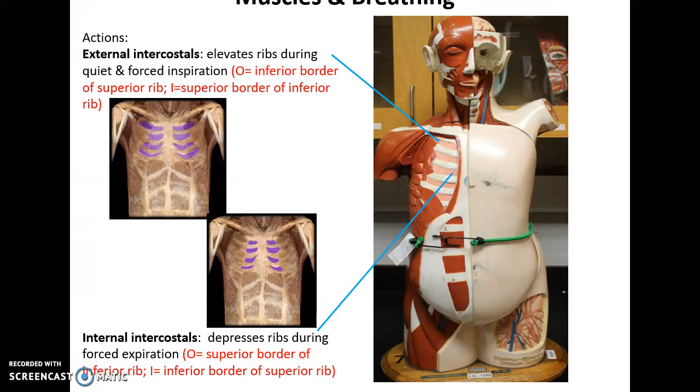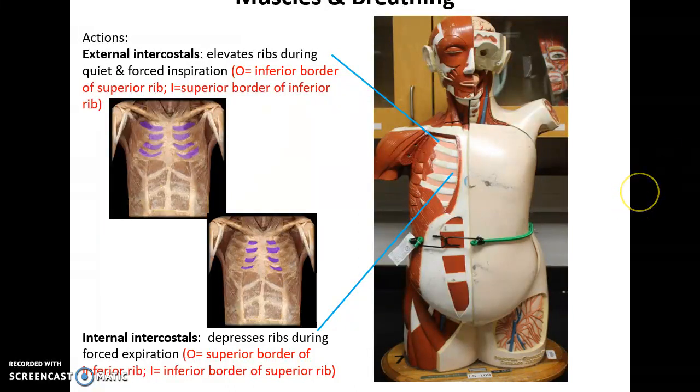Then we have the external intercostal muscles, slightly more superficial. They help to elevate the ribs during quiet and forced inspiration, so expanding the thoracic cage. Origin, inferior border of superior rib. Insertion is the superior border of the inferior rib. So again, elevating the ribs.